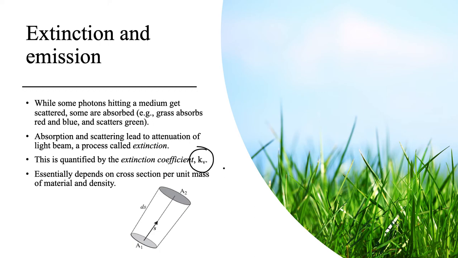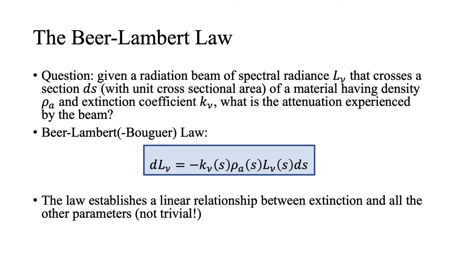K nu will depend in principle on frequency. If you shine visible light through your bones, that will have some extinction coefficient. If you shine a gamma ray through your bones, that will have a different kind of extinction coefficient. Probably blow your arm up, but anyway.